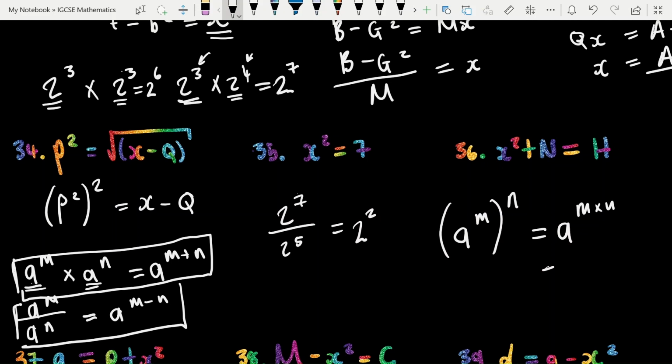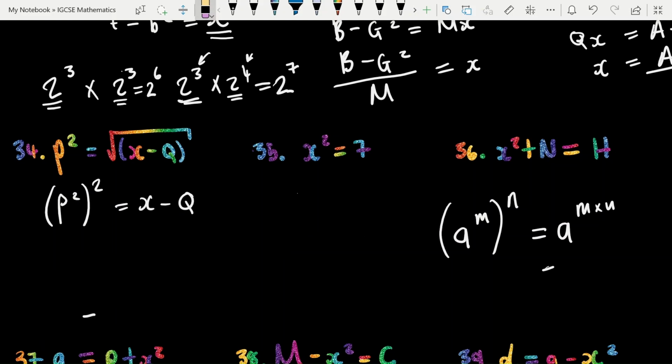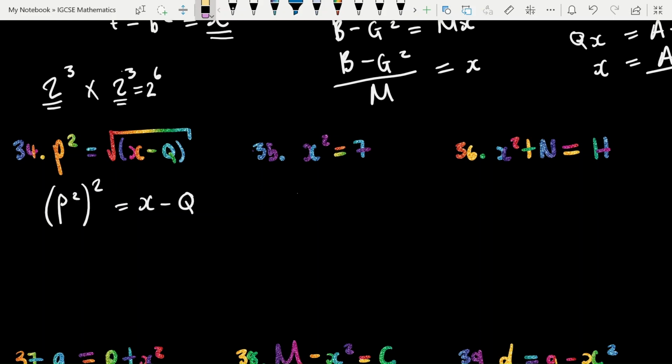All right, so that's the one we have here. P to the power of 2 raised to another power of 2. So we're going to just multiply those two powers. It'll be 2 times 2, and you're going to get 4. So it'll now be P to the power of 4. Let's go ahead and write that. We could remove this, we don't need it anymore. Okay, we can continue with our work now.